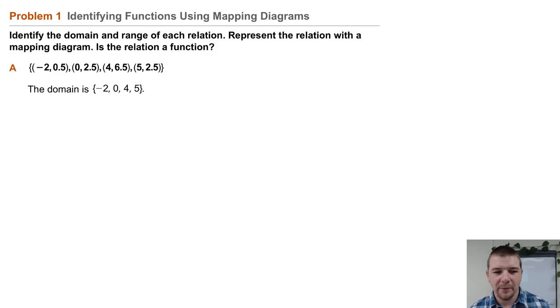First, to identify the domain, we list all the x values. So -2, 0, 4, and 5. To list the range, it's just all the y values: 0.5, 2.5, and 6.5.